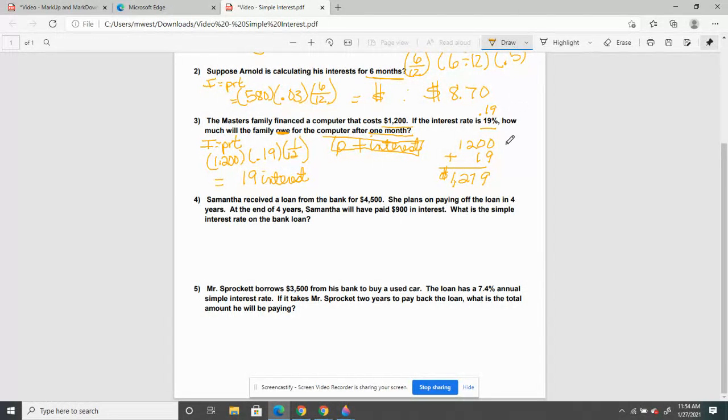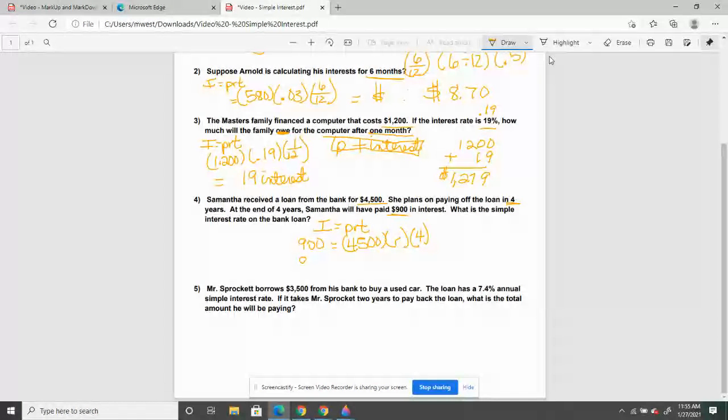All right, and number 4, Samantha received a loan from the bank for $4,500. She plans on paying off the loan in 4 years, and she paid $900 in interest. What was the simple interest rate? So we know that our formula is I equals PRT. So our principal was $4,500. We don't know the rate because that's what it's asking us for. And our time is 4 years, but it did tell us that she paid $900 in interest.